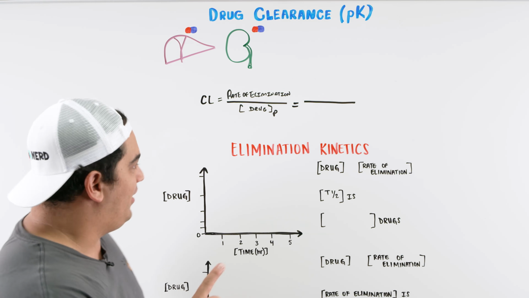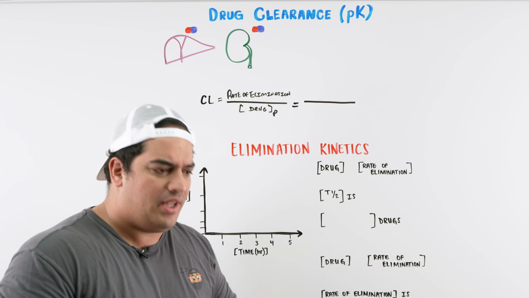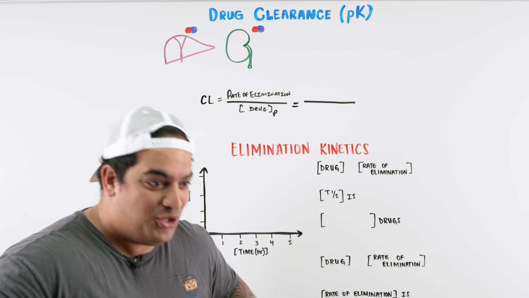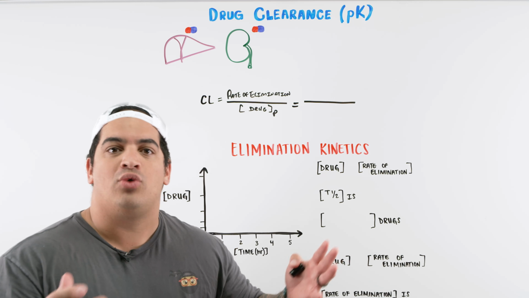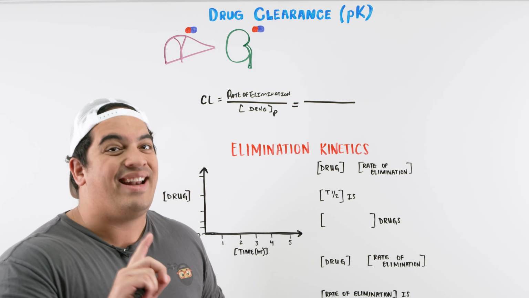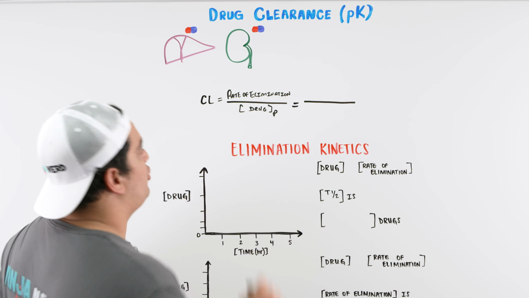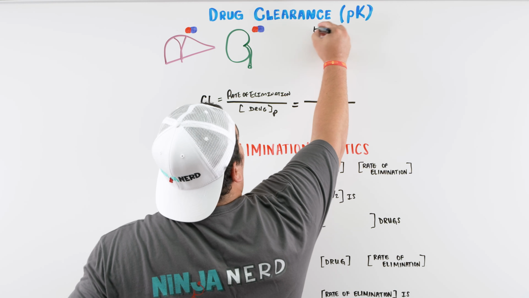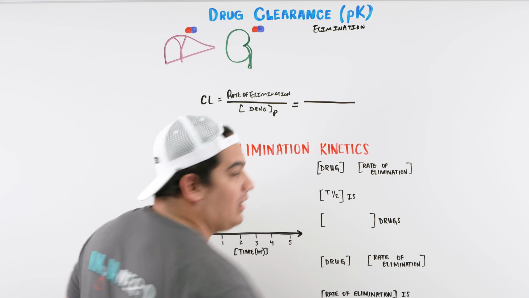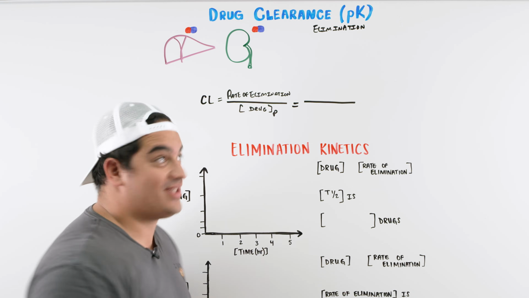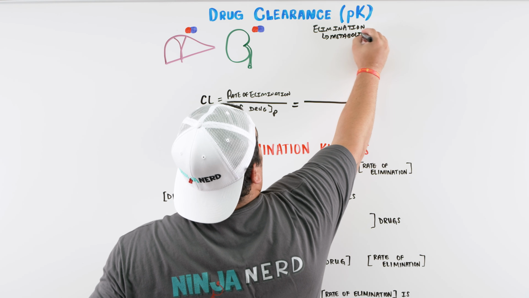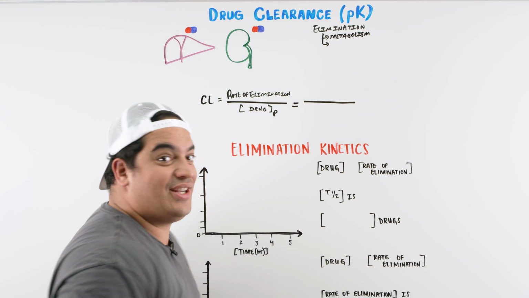You know what's interesting about clearance? Clearance is basically a way of looking at elimination. Now, what is elimination? Elimination is getting rid of the drug, removing the drug from the body. People may think that's just excretion, but excretion and elimination are not necessarily the same thing. Elimination is a combination of two things: the liver metabolizing and inactivating the drug, which we've already discussed, and, to some degree, excretion.